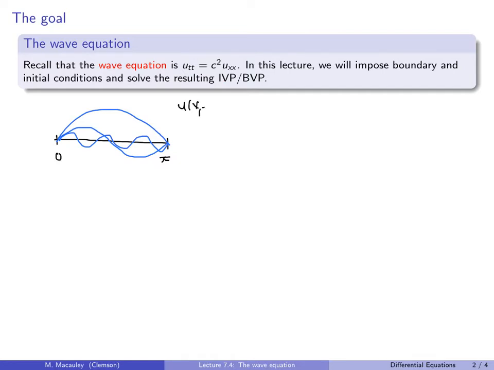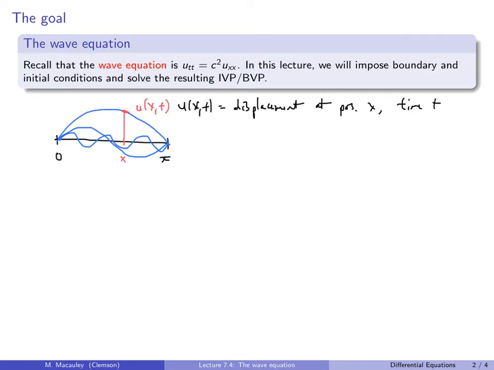u of x, t is the displacement at position x and time t. So that's the vertical displacement. So again, if this is x, then this height up here is u of x, t. So this little piece is going to be going up and down like this, and every single point along this string is going to be going up and down as well.